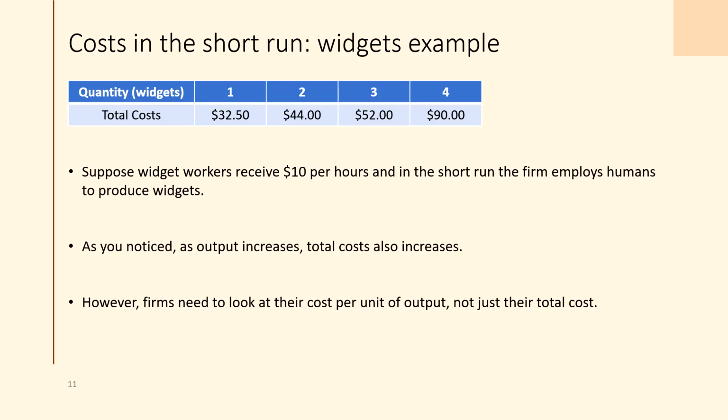Let's look at a simple example. As the number of widgets produced increases, total cost also increases. However, firms do not only focus on total cost. They also care about cost per unit, which leads us to average and marginal cost concepts.